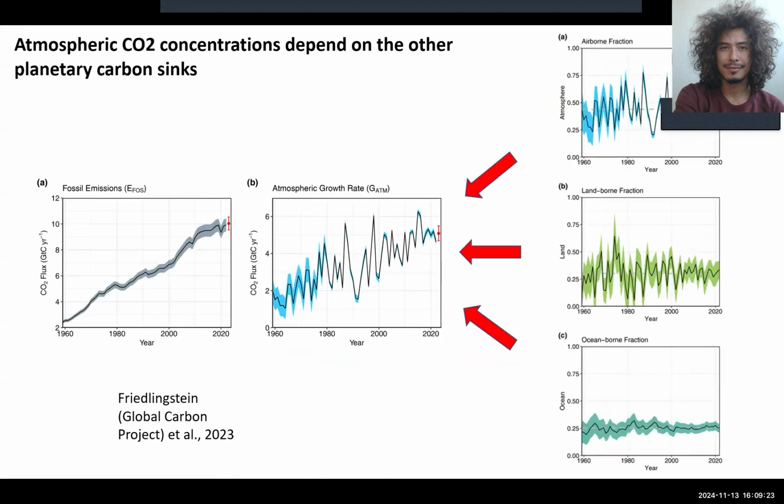Atmospheric CO2 concentrations depend on the planetary carbon sinks. So it's not just the atmosphere, obviously. We have fossil fuel emissions, which increase over time, as you can see on the left.